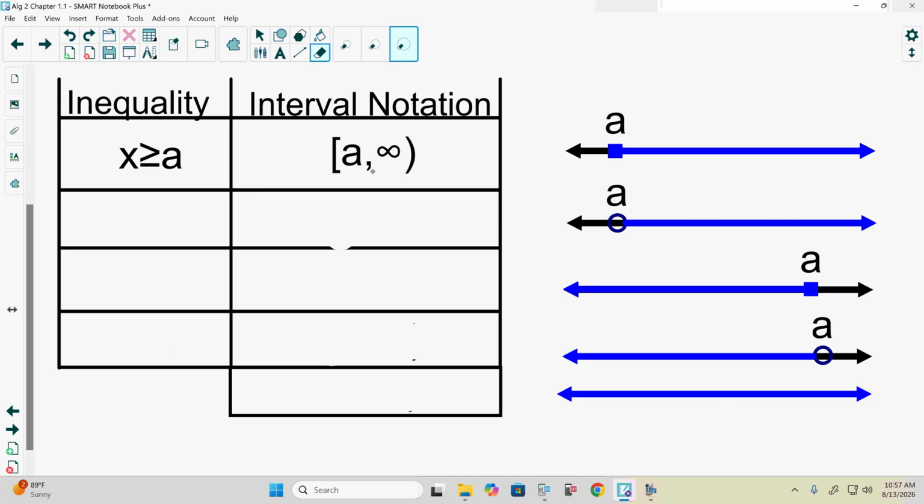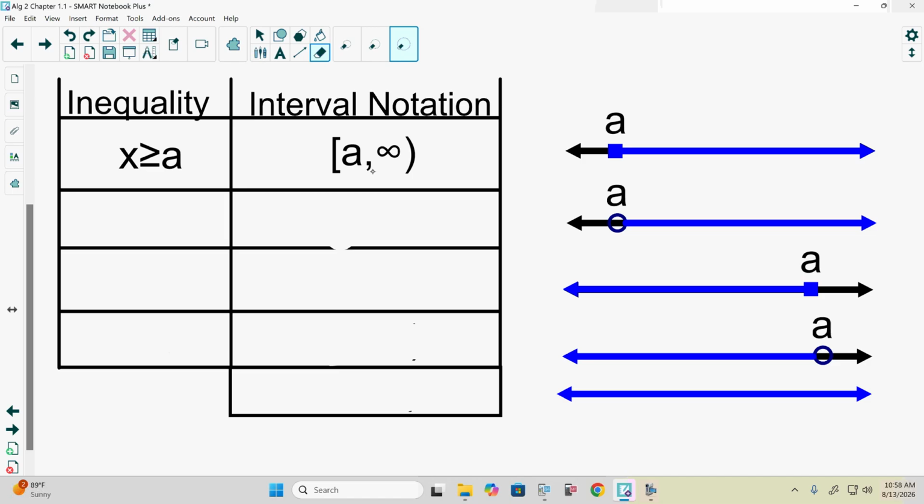So our first one, X is greater than or equal to A. So we are saying all the points that are greater than or equal to A are included in this unbounded interval. In interval notation, we would do bracket A, comma, infinity parentheses. If you struggle with writing an infinity sign, y'all know an easy way to do it? Turn the paper sideways and write an 8. That's all it is. It's just an 8 sideways.